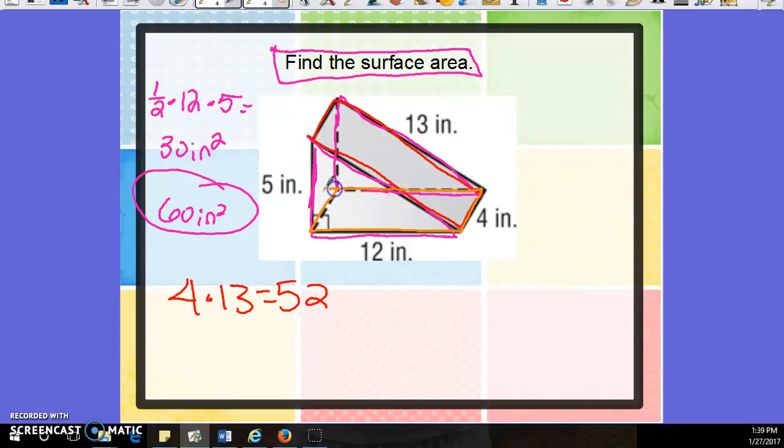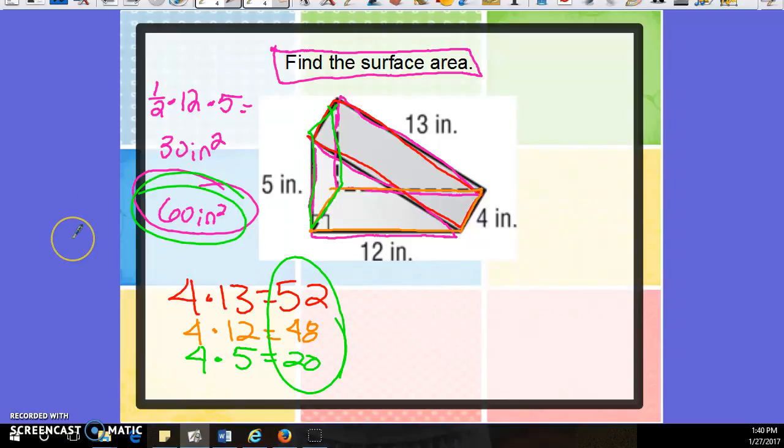Now, let's look at this one right here. What is the measurement of it? 12 by 4. So 4 times 12 is what? 48. Because since these are rectangles, it is length times width. And then the last one, this rectangle, what is it? 4 by 5. Which is what? 20. Now add this to the two triangles.